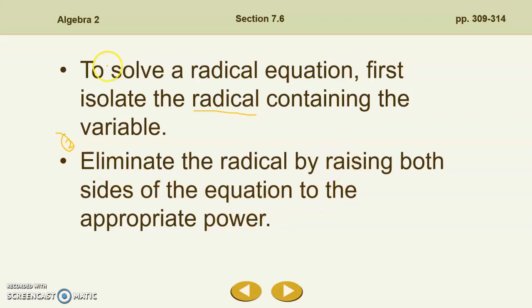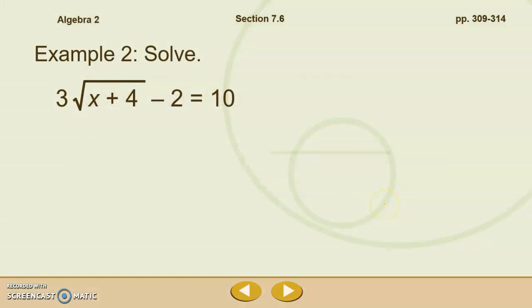So if we're focusing on our keywords here, our first keyword is isolate the radical containing the variable. Our second keyword is eliminate the radical. And you do that by raising to the appropriate power, whatever the index is of the radical. If it's an index of 2, we raise to the second power. If it's an index of 4, you raise to the fourth power, whatever power you need to eliminate the radical. And then after you've eliminated the radical, you'll follow the steps of algebra to simplify, isolate the variable term, and isolate the variable. So those last 3 steps, SII, we've been doing all year.